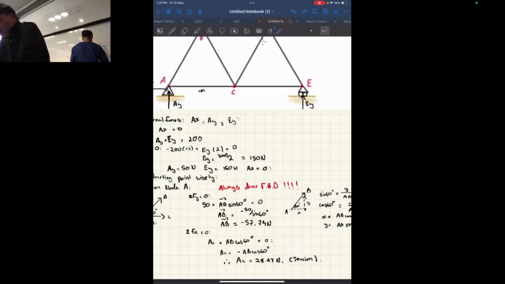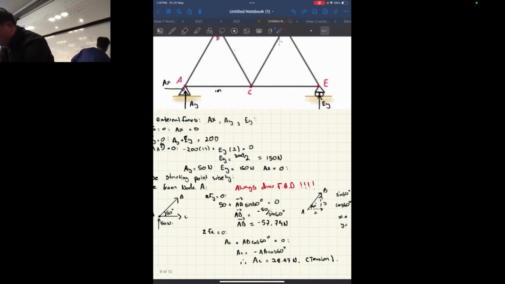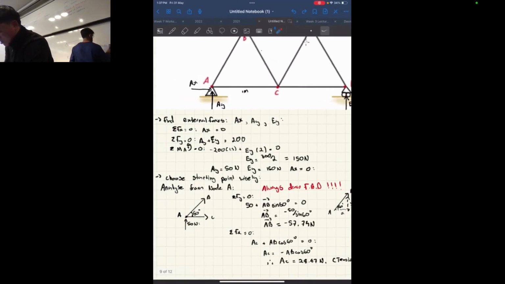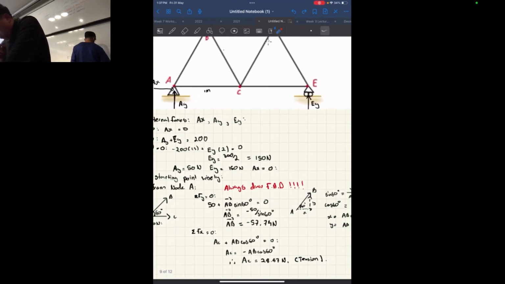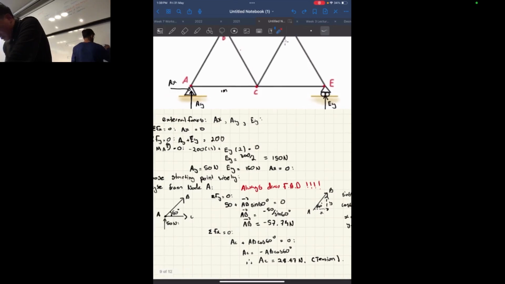So what's the difference between compression and tension? So in compression, the force points towards the joint, and in tension, it points away from the joint. So now we do sum of Fx equals 0 to find the value of AC.